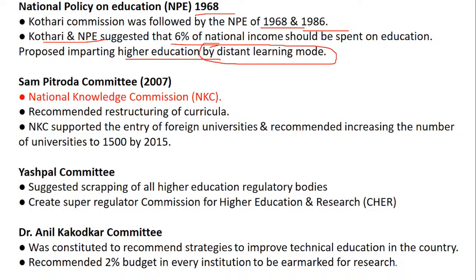Sam Pitroda. Now for Sam Pitroda, NKC, that is National Knowledge Commission, is very, very important. There are several questions seen on this, which has recommended restructuring of curriculum and has supported the entry of foreign universities and recommended increasing the number of universities, that is 1,500 by 2015. Okay, so high enrollment basically in the higher education system.